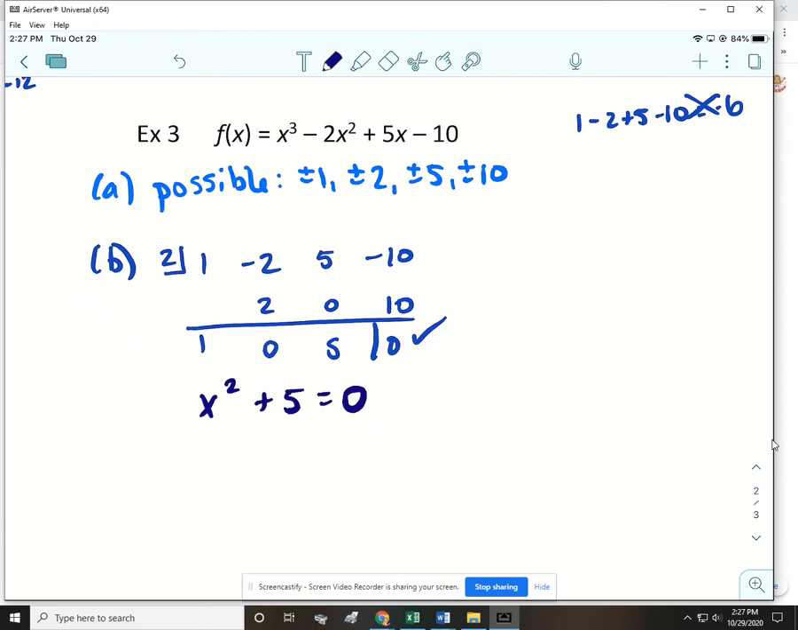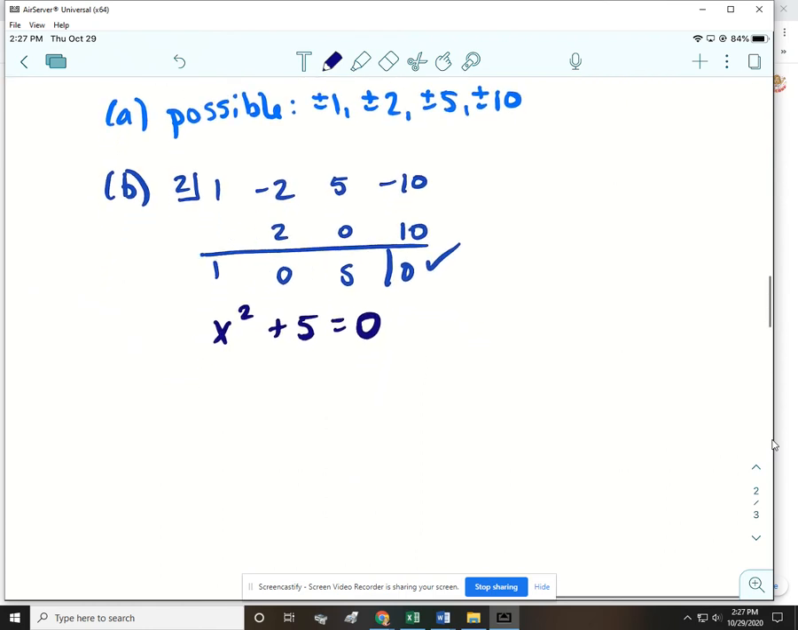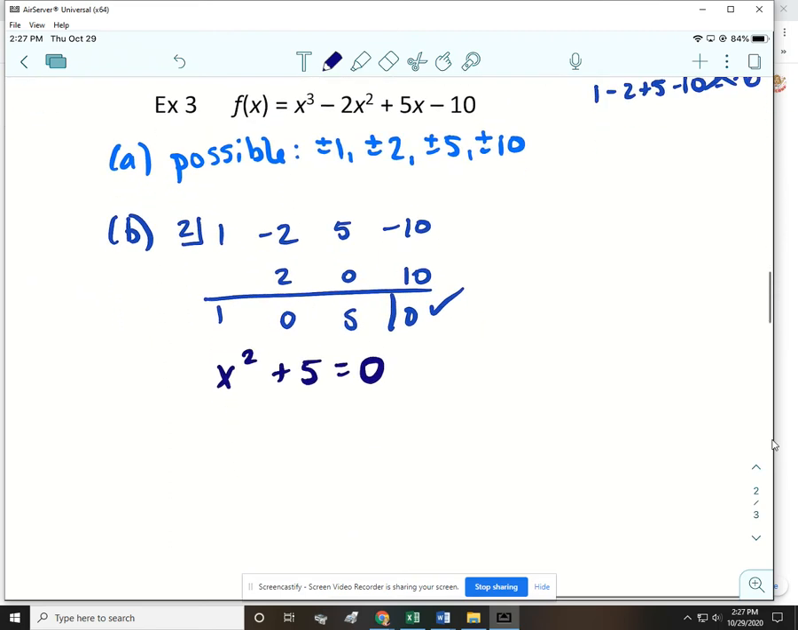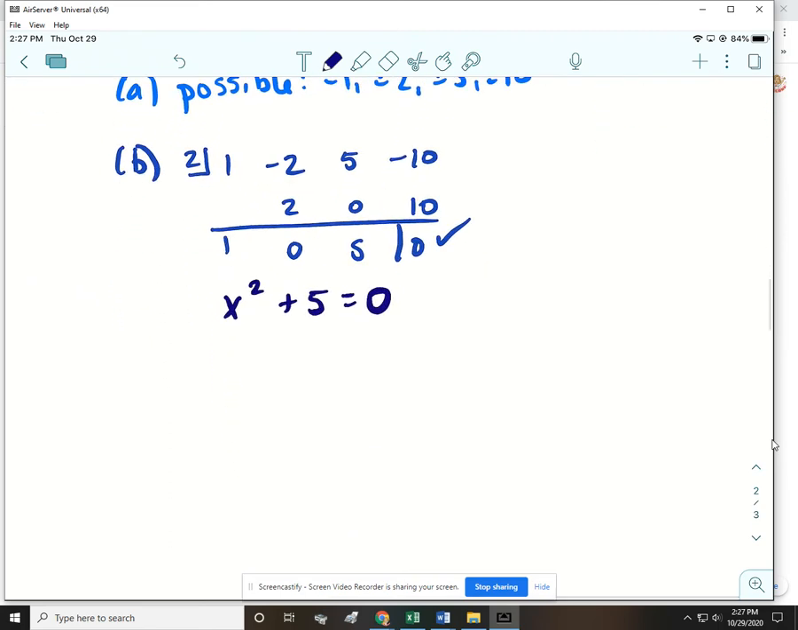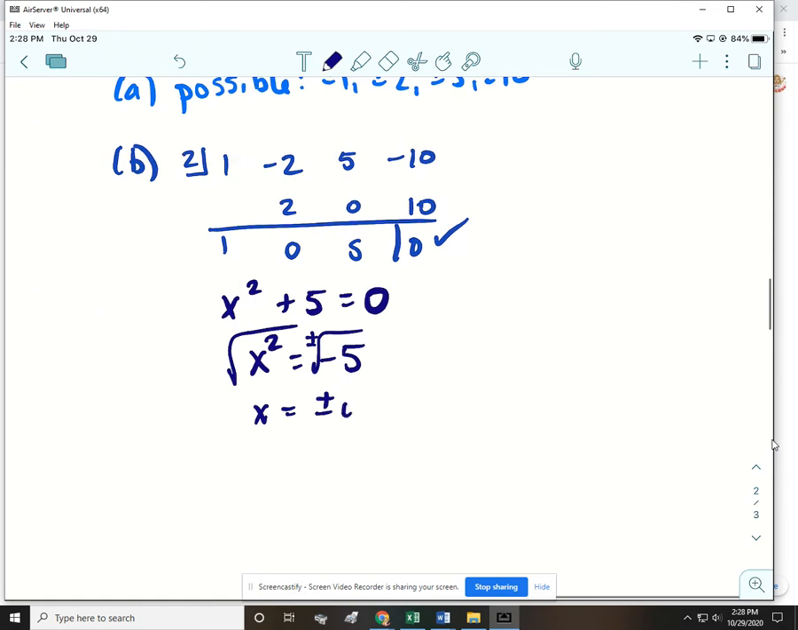So to find the remaining zeros, what you're going to do is take that polynomial function. Since it's cubic, I only had to do synthetic division once and get 0 for the remainder. And then I can write it as a quadratic, where I can solve this by subtracting 5 and then taking the square root. Now, don't forget that when you solve an equation by taking the square root, you do the positive and negative square root. And because there's a negative under the square root, you do have to pull out an i.